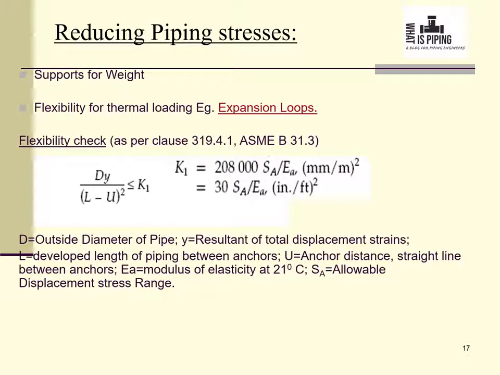Code also says if any system is directly replacing, like to like replacement, for any operating plant that is operating for a considerable period of time, then also without flexibility check we can accept that system.